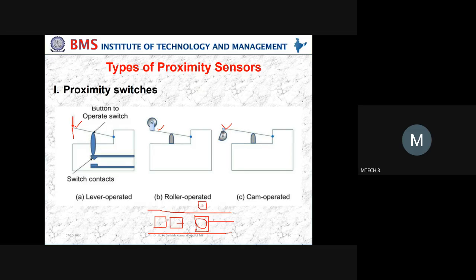Are you understanding clearly? If I observe the timer, what is the information that I am going to get? How many products have passed this proximity switch? Now this is the method by which I can determine the presence of the object.